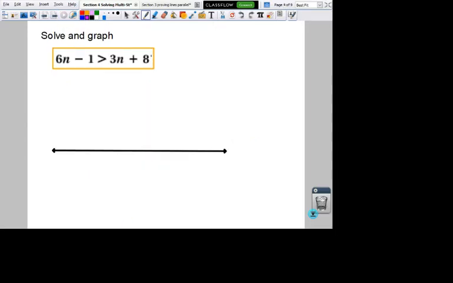First in-class problem. I want you to solve and graph this one in the box. On your own, solve it, graph it, then check with your partner or somebody seated by you.